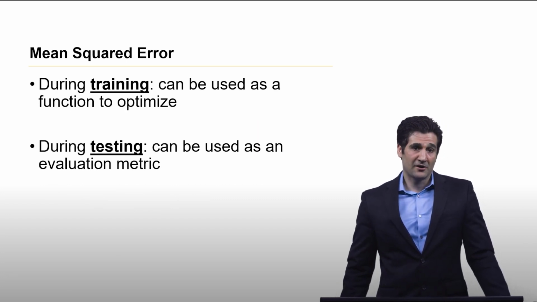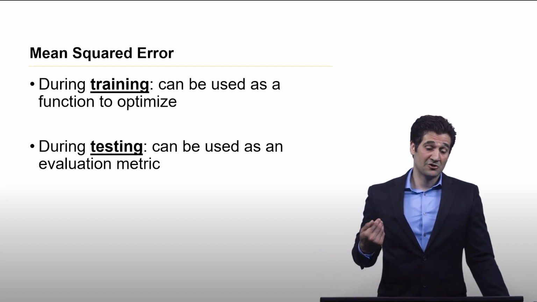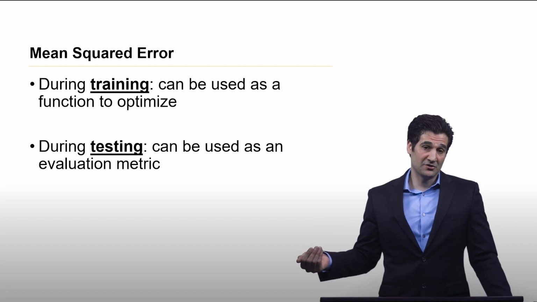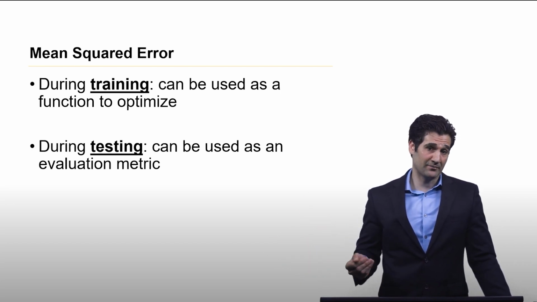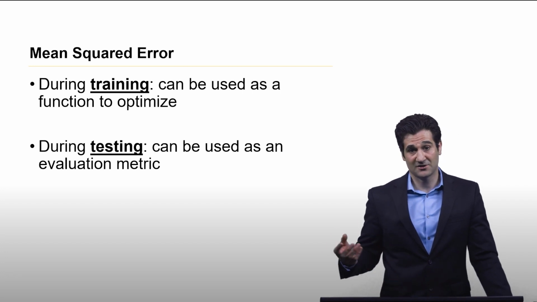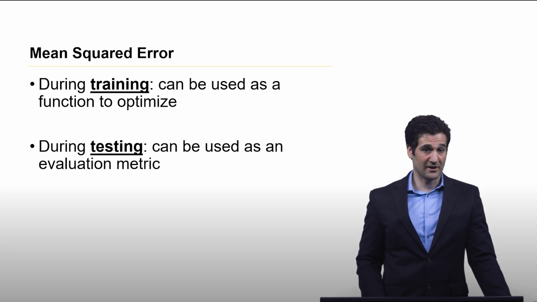Now, mean squared error during training, like I said, this is what we're looking to optimize. During testing, we can just use it to calculate directly as an evaluation metric, just like in classification, where we have things like precision and recall. We can look at mean squared error as a way of evaluating.